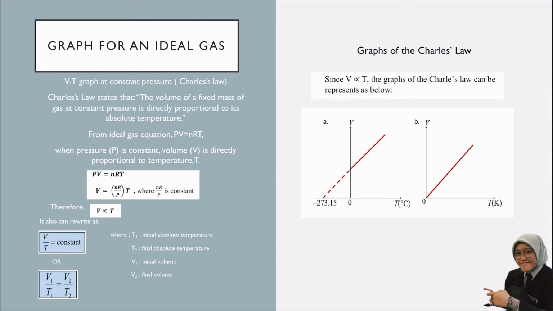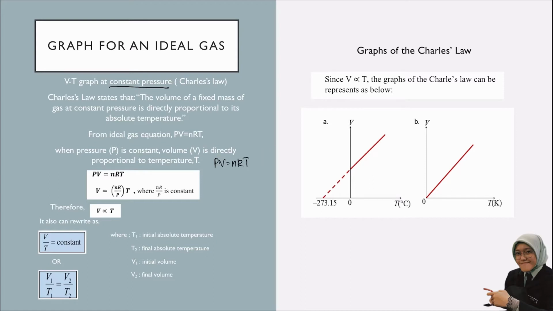VT graph at constant pressure, which is Charles' law. So at constant pressure, we know that it is Charles' law. Charles' law states that the volume of a fixed mass of gas at constant pressure is directly proportional to its absolute temperature. So from the ideal gas equation, PV equals nRT, when pressure P is constant, volume V is directly proportional to temperature. So we can write the equation PV equals nRT.